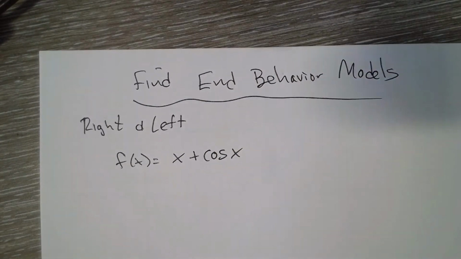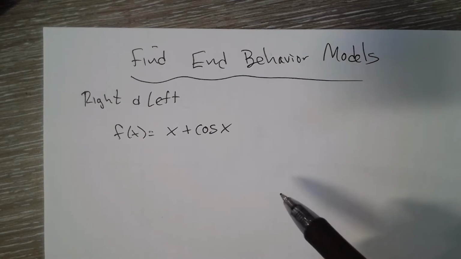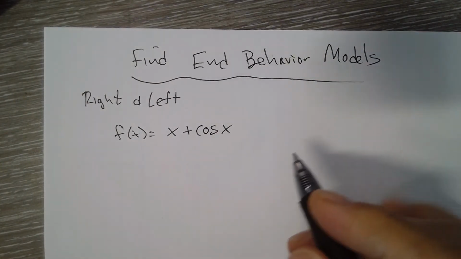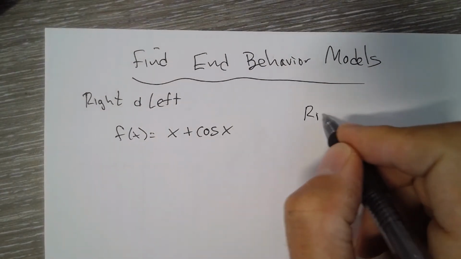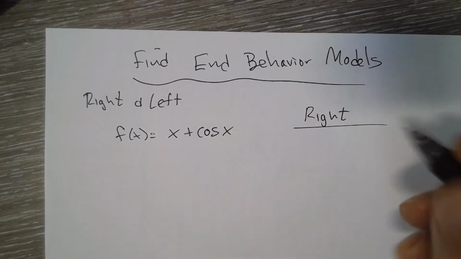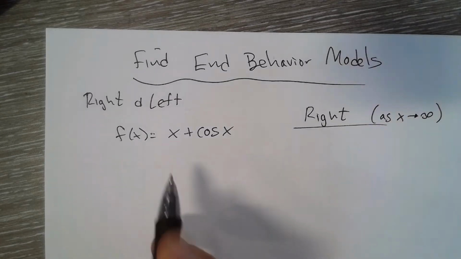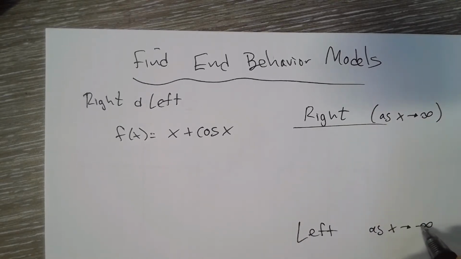Okay, I'm going to do a few examples. So if it's confusing after one example, hopefully a couple more might help out. So we want to find a right end behavior model and left end behavior model of x plus cosine x. For the right end behavior model, as x goes to infinity, what's the best representation? And then for the left one, as x goes to negative infinity.